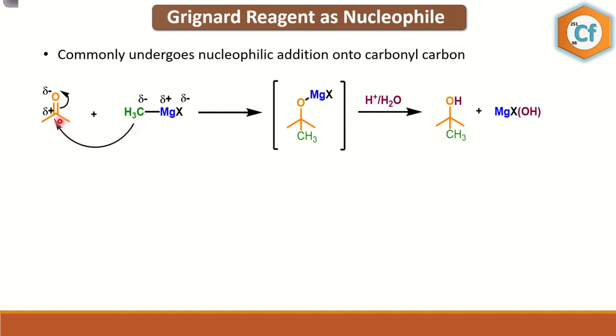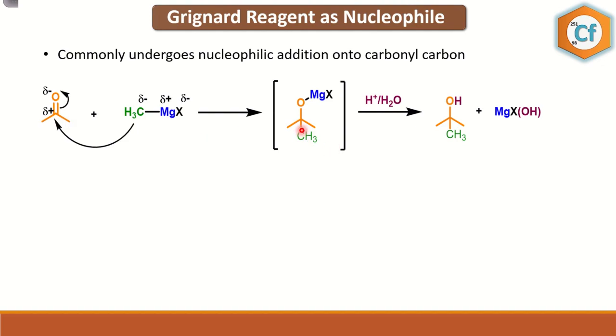Now the carbon has 5 bonds, so its valency is 4, so it has to break one bond. We have two bonds, a sigma bond and a pi bond, and the pi bond being weaker in nature will break and these electrons get transferred onto the oxygen. Therefore, we get CH3CCH3, same as in the case of the reactant. This green CH3 gets attached onto this carbon.